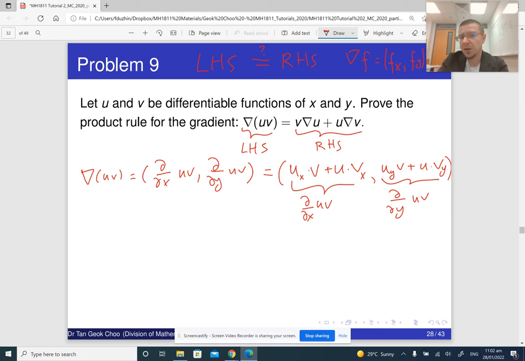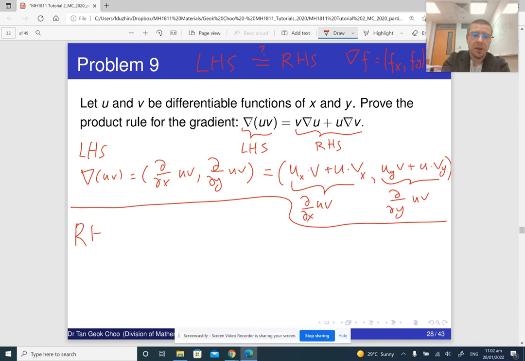Well, I guess we can't really continue any further. It's not clear whether we should try to change it or not, right? So that's the final answer. This was the left hand side. We need to check that the left hand side is the same as the right hand side. So now the right hand side. Let's do the right hand side.